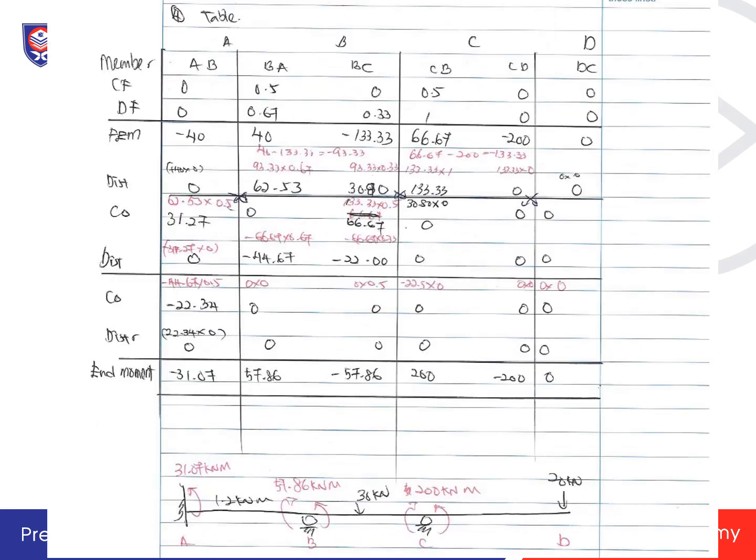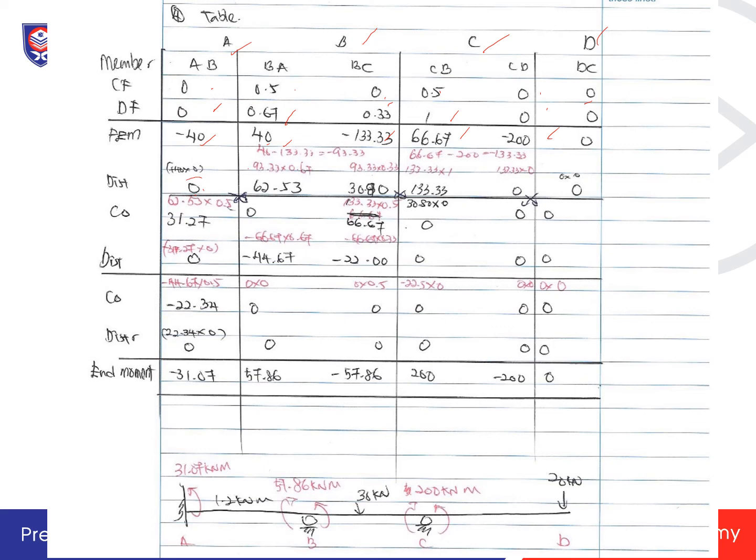Okay, so you build the table. You have point A, B, C, D. You insert the value of this. You will get 0, 0.5, 0, and then 0.5, 0, 0. And then you will have the DC. You put in the value, you get this. Then you put in the moment. You repeat the same step. Okay, 40 times 0, you get 0, you can straight away write 0. And then this one is 40 minus the 133.36, you will get negative 93.33.